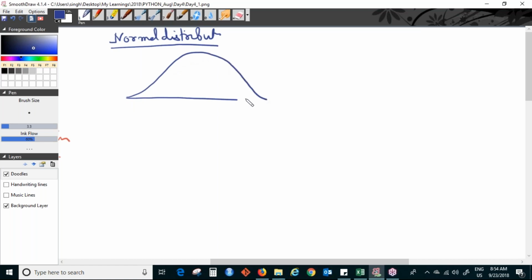Okay, next we saw what is a normal distribution. A normal distribution is one for which if you draw a histogram, it would look like a bell curve. It would look like this. So why is this so important to us?